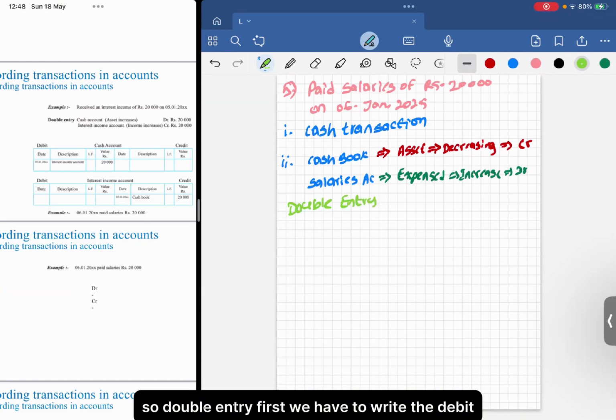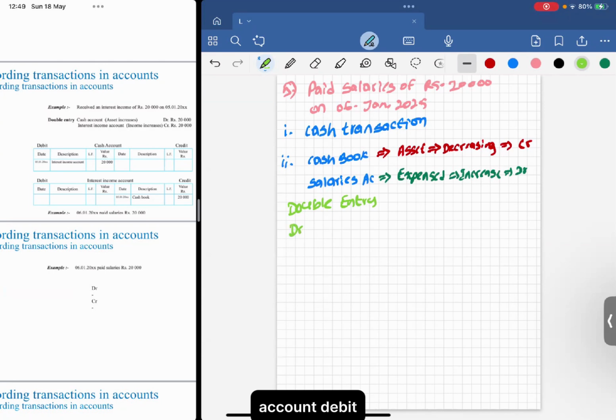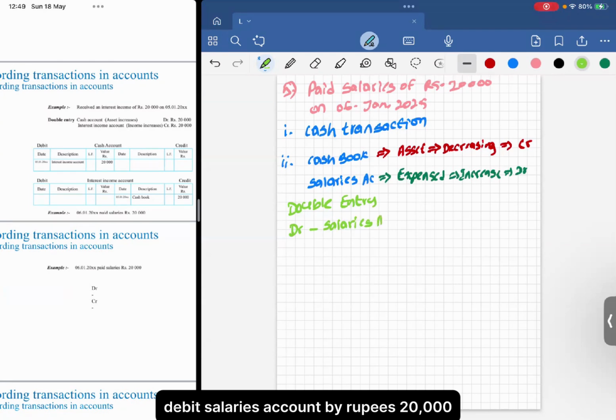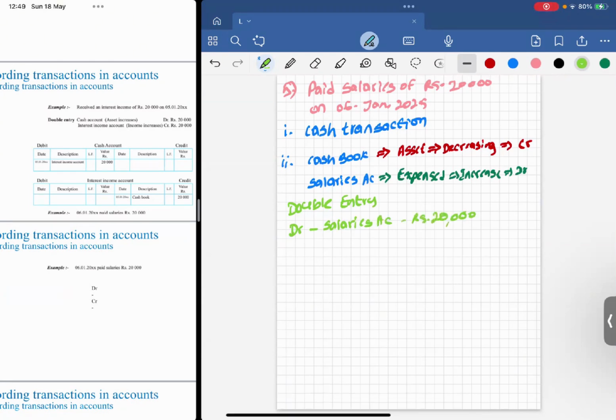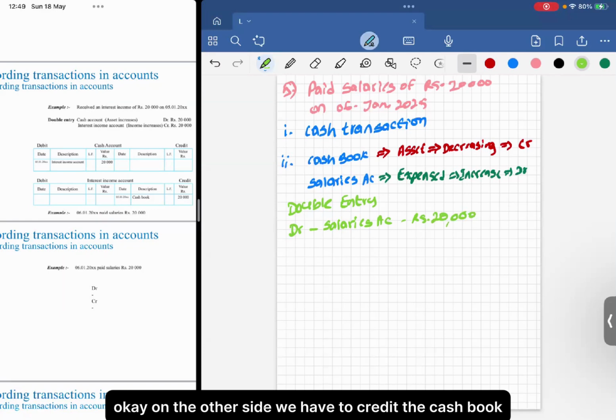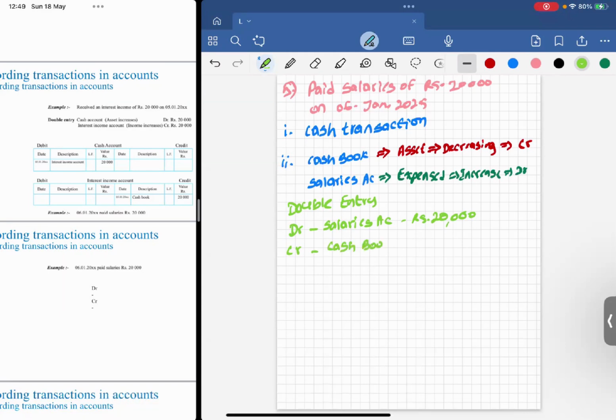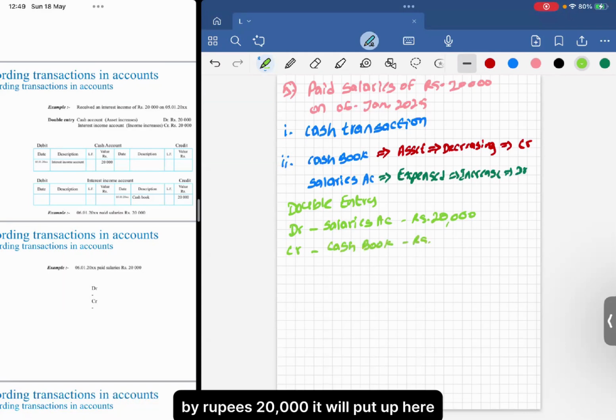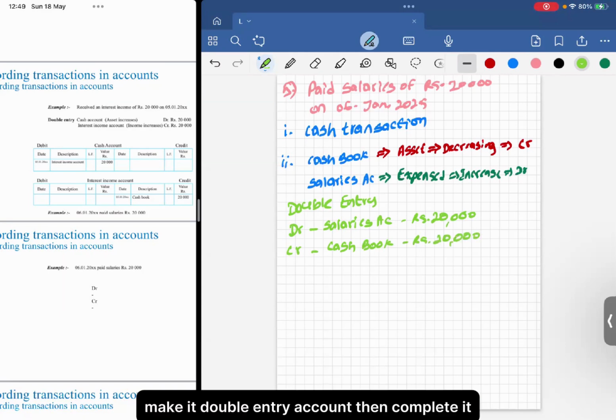So double entry, first we have to write the debit account. Debit salaries account by rupees 20,000. Okay. On the other side, we have to credit the cash book by rupees 20,000. එතකොට අපි මේකේ double entry එකක් then complete කරා.